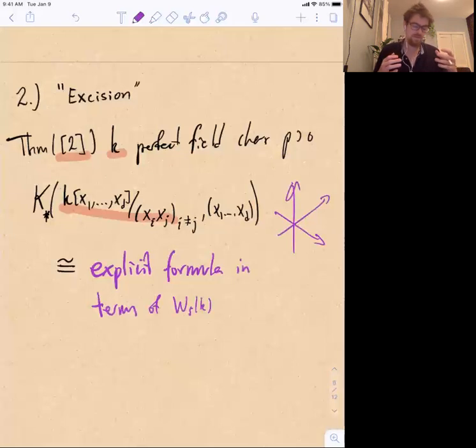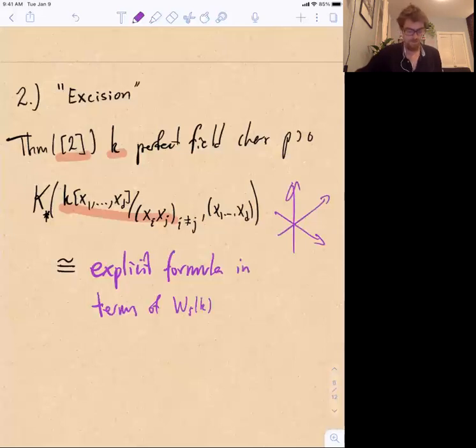So the way these results work is you use this triangle of ideas. First, you use the trace map to reduce to a statement inside the THH world, and then you use the relationship to p-adic cohomology theories, which is why you see these Witt vectors showing up.